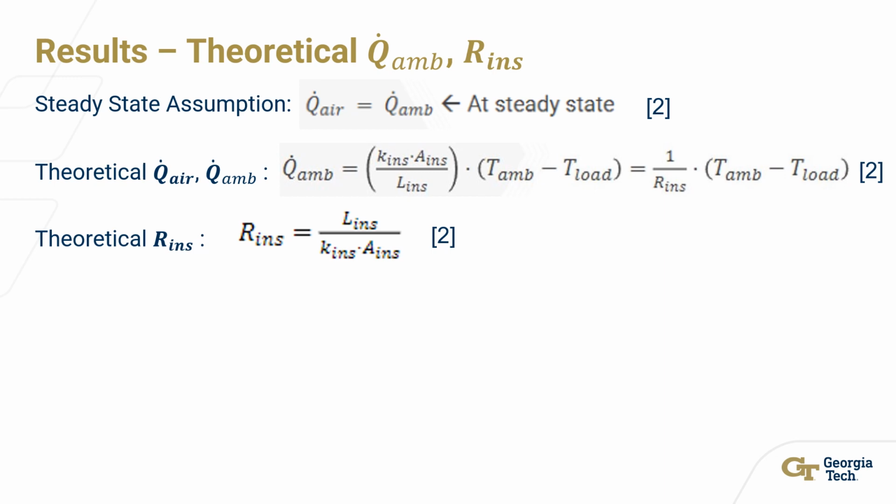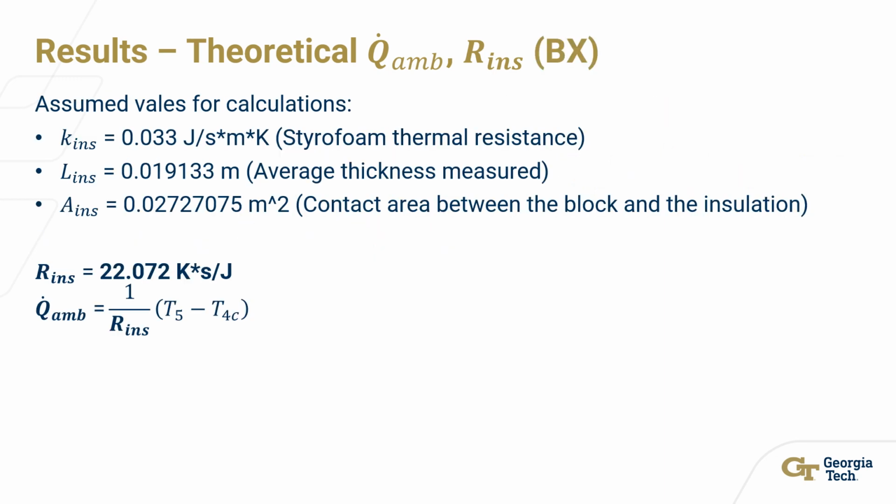And then the theoretical thermal resistance of the load was calculated by taking the length of the insulation and dividing that by the thermal conductivity and then the area of the insulation that's within contact with the aluminum block. So to calculate the thermal resistance, we used the thermal conductivity of styrofoam, the average thickness, as well as the contact area between the block and the insulation.